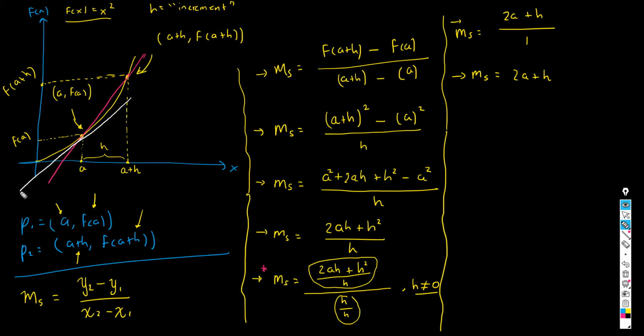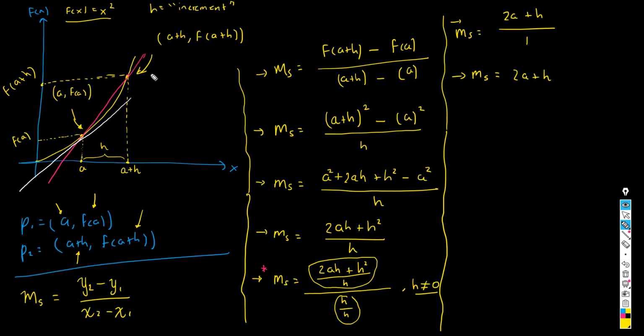Okay. We need to find, this is what we're trying to get, the slope of the tangent line to this function at this point. But so far, the only thing that we have gotten is the slope of the second line, which is equal to 2a plus h. Now, this is where it gets interesting.